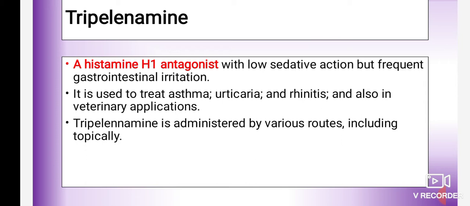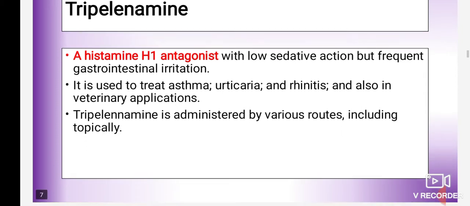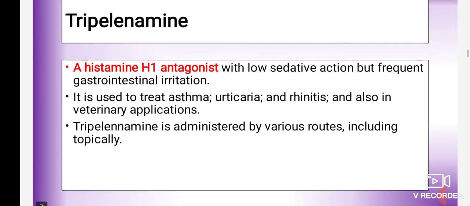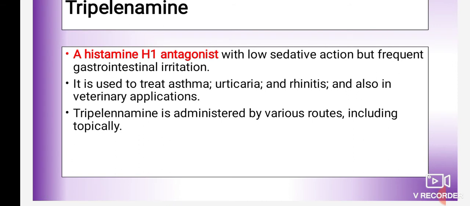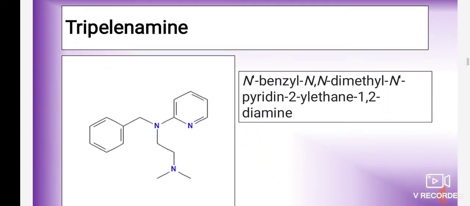Mainly, tripelennamine has activity at the H1 receptor. It binds to the H1 receptor and blocks it, producing antagonistic activity. It is used for the treatment of asthma, urticaria and rhinitis, and also in veterinary applications. Tripelennamine is administered by various routes, including topically; different creams or lotions are also available. The main action of tripelennamine is on the H1 receptor, that is, H1 antagonistic activity.